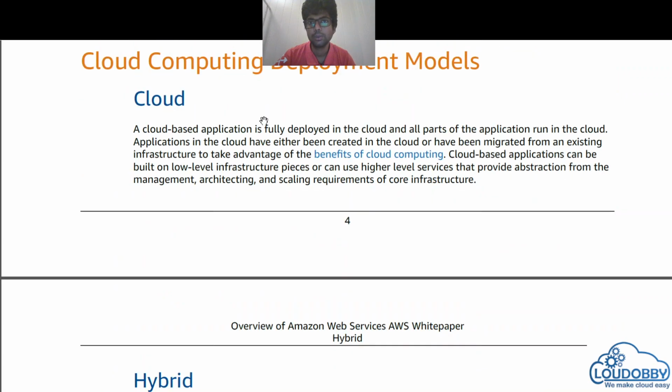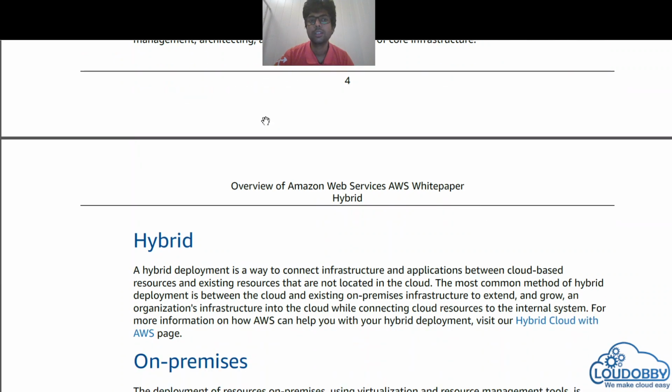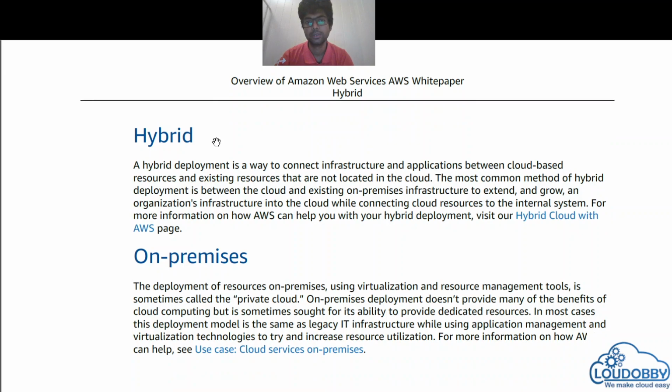So we have the cloud model, where of course we know we can have our applications in the cloud. Hybrid, you can have applications in two different clouds, Azure and AWS, or on premises to AWS. So you have two different environments, then it is called a hybrid model. On premises is of course the traditional method of having our data centers.